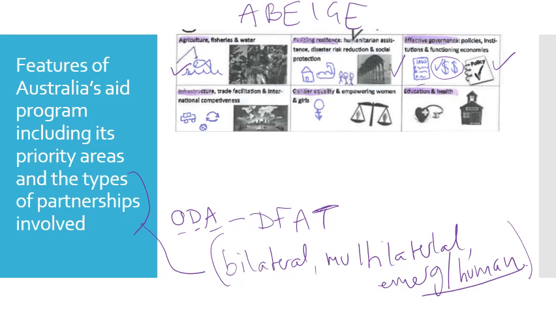Okay, so the next one is I: infrastructure, trade facilitation and international competitiveness. And here's my picture of trade, so these boats and ships taking stuff into and out of countries and selling it. Gender equality and empowering women and girls is here. And education and health is the final one.